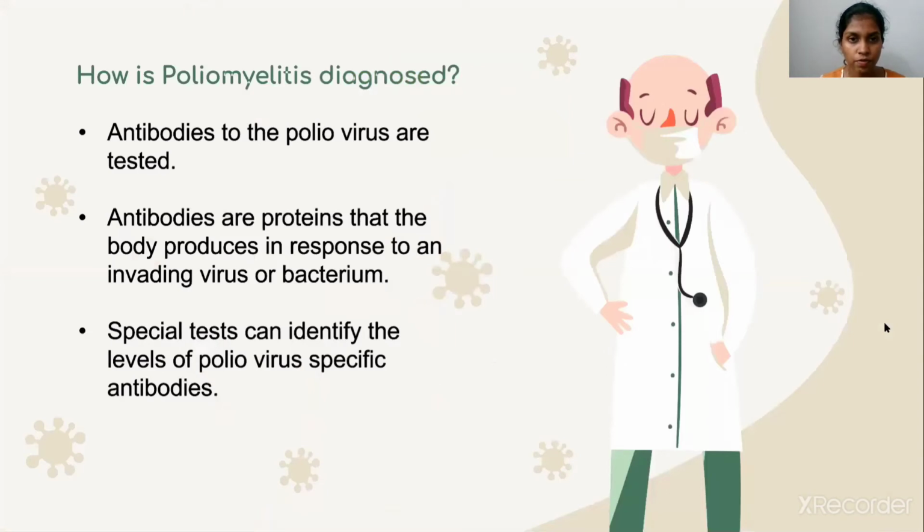Next, how was poliomyelitis diagnosed? First of all, antibodies to poliovirus are tested in the blood of the person. And we all know that antibodies are proteins that the body produces in response to an invading virus or bacteria. A special test can identify the level of poliovirus specific antibodies, and it establishes whether the person is infected with the virus or not.